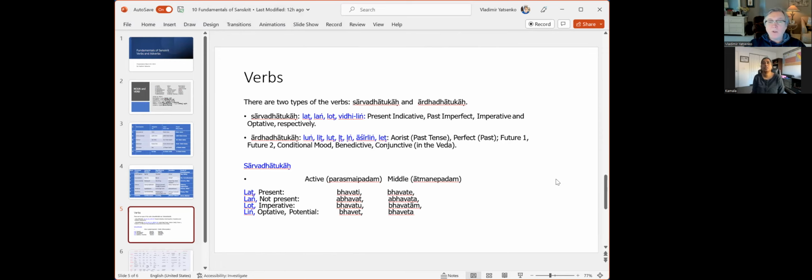So each root will have 4 of these categories: lat, lang, lot, vidhiling. These are technical words which mean lat means present tense, lang means past tense, lot imperative, and ling or vidhiling optative or potential. I give here examples with bhavati.